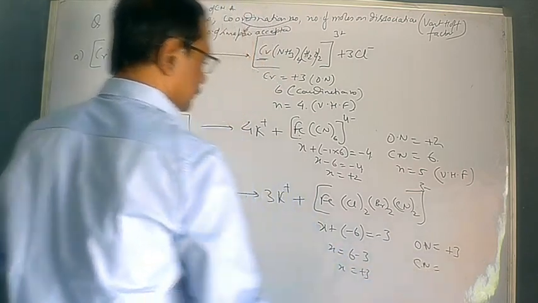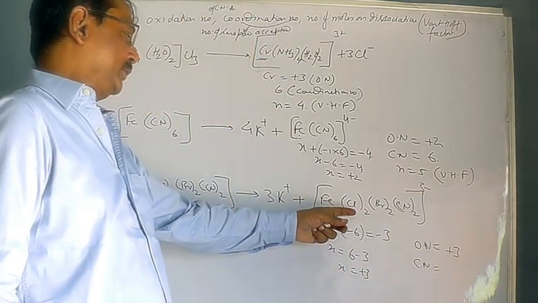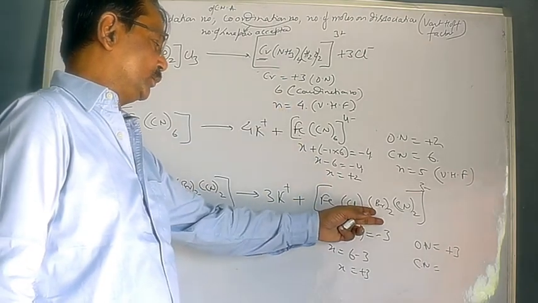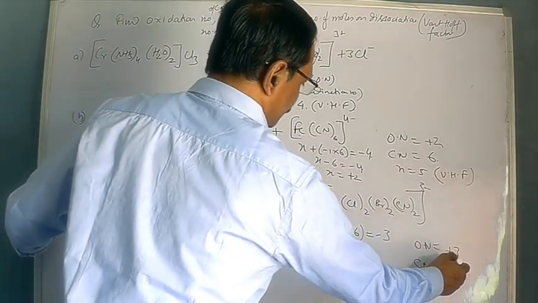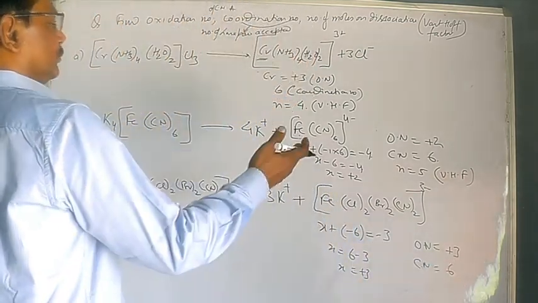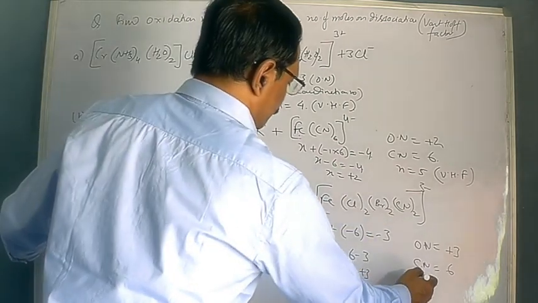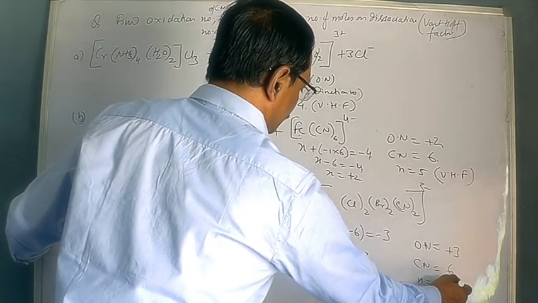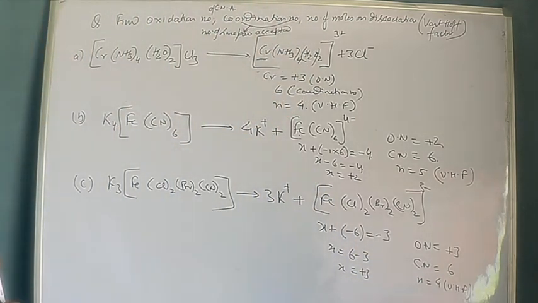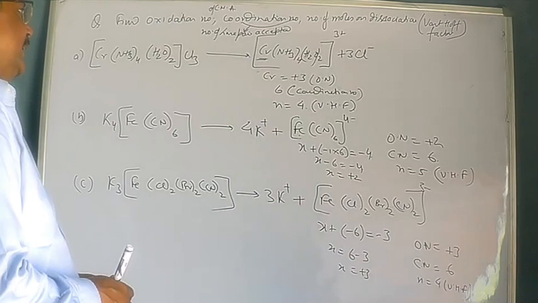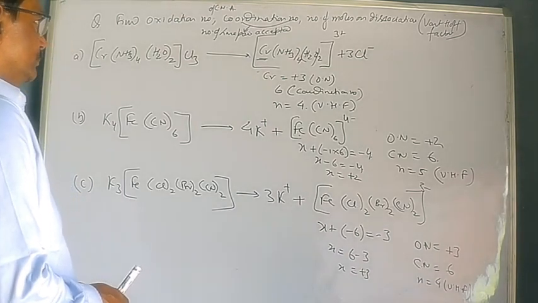Coordination number. If 1 chlorido donates 1 lone pair, 2 chlorido will donate 2 lone pairs. Similarly, 2 bromido will donate 2, and 2 cyano will donate 2. So 2 to 4 and to 6. Coordination number equals 6. And class, number of moles on dissociation, 3 moles here, 1 mole here. So number of moles on dissociation is 4, and that is your Van 't Hoff factor. So class, this is the way to find out oxidation number, coordination number, number of moles on dissociation, and Van 't Hoff factor. Very, very important from your competition point of view, and to understand coordination chemistry also.